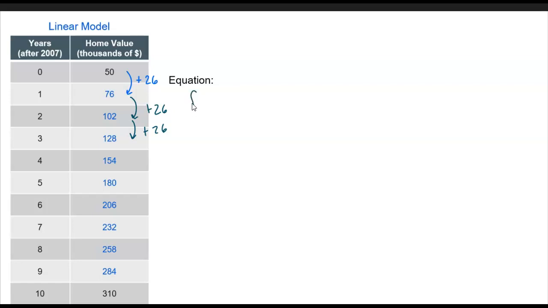Well, we know that linear equations follow the form mx plus b. M is our common difference, and b is our value at 0. So this will be f of x equals 26x plus 50. So that's our linear modeling of this.